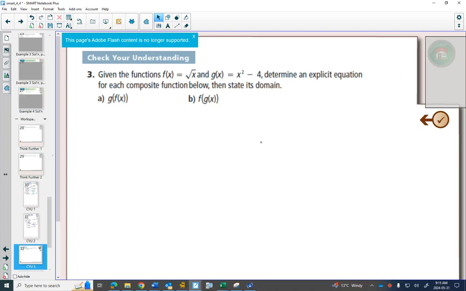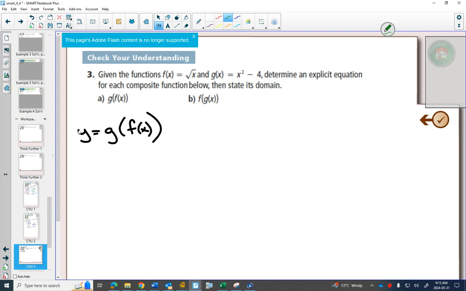I hope you've noticed that question 1, 2, and 3 have been basically the same. We've been doing the same thing every single time with these composition of functions. First, we want to find an explicit equation. So for A, I want to find an explicit equation.